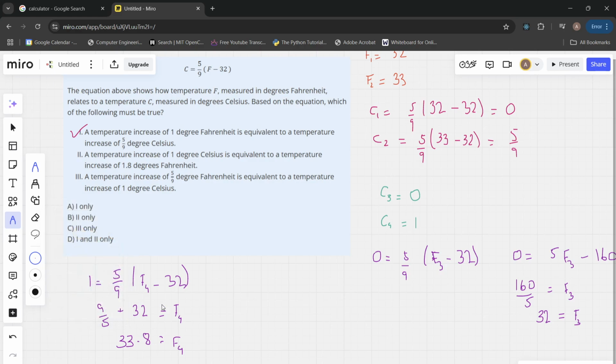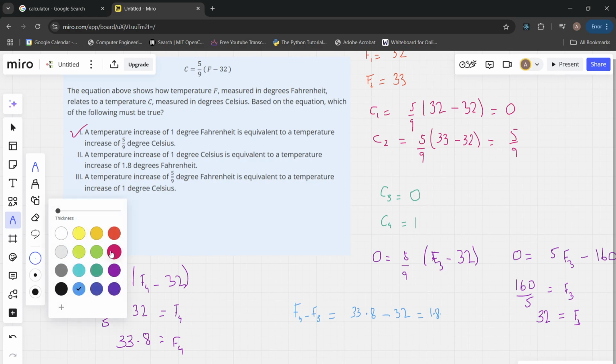So F4 minus F3 equals 33.8 minus 32, which is 1.8. And that's for an increase of 1 degree Celsius. So the second statement is also correct.